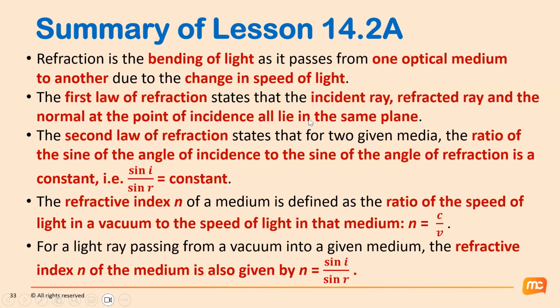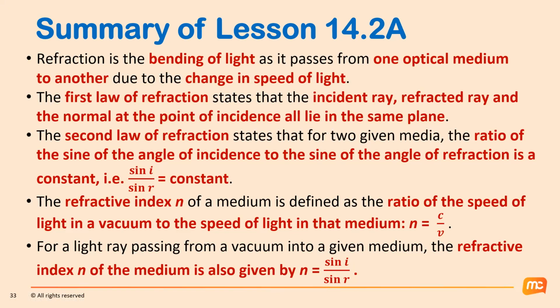So in summary, refraction is the bending of light when it passes from one medium to another due to a change in speed of light. When I move from optically denser to less dense, I speed up and bend away. When I move into an optically denser medium, I slow down and bend towards the normal. The first law says that the incident ray, refracted ray, and the normal all lie in the same plane. The second law is also known as Snell's law. It says that sine i over sine r will always be a constant. And there is another formula for refractive index, which says that refractive index is the ratio of the speed of light in vacuum, 3 times 10 to the power 8, to the speed of light in another medium.